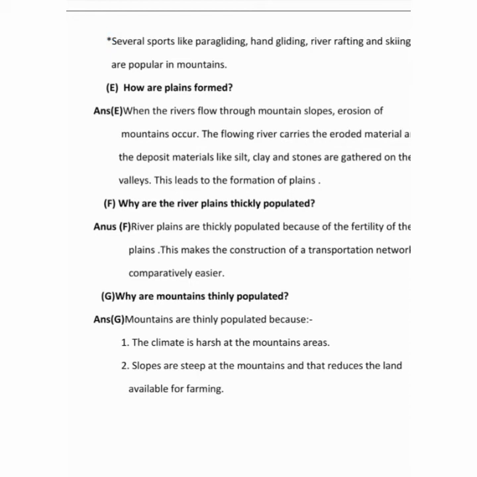Then coming to question E, how are plains formed? Yes, I have explained to you. When rivers flow through mountain slopes, they erode the mountain. The flowing river carries the eroded material and deposits it, and material like silt, clay and stones gather in the valley. This led to the formation of plains.